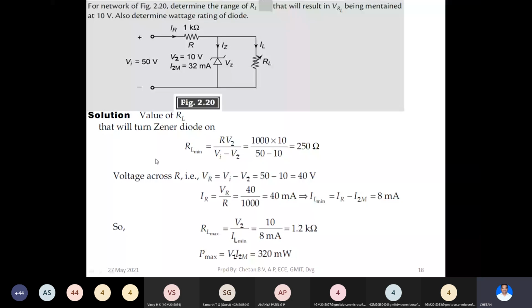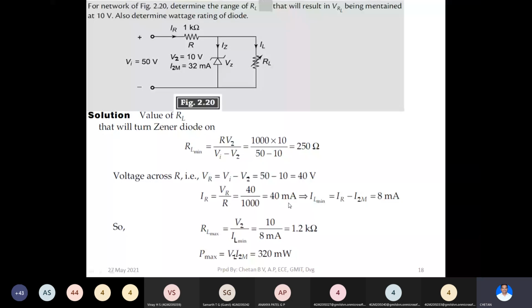Assume that the maximum value of RL is kept. Then what would happen is the value of IL will be minimum, right? So you will have a finite value of Iz as well as a finite value of IL, right? How to find out the voltage across this resistance? It is 50 minus Vz, that is Vi minus Vz, so you will get around 40 volt, right? So using this you can find the value of IR. What is IR? IR is VR by R, that is the potential difference, 50 minus 10 divided by the R value, which is 1k, so it is around 40 milliampere.